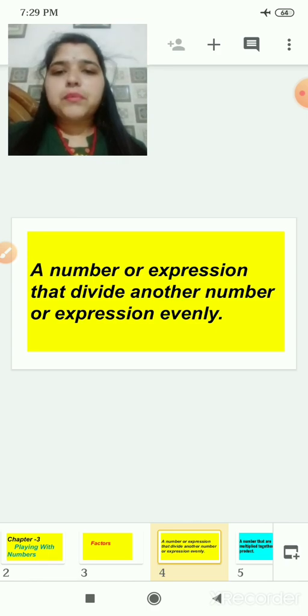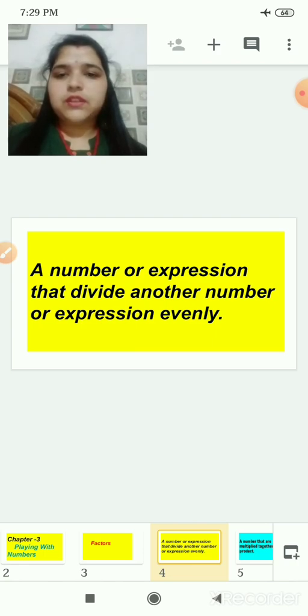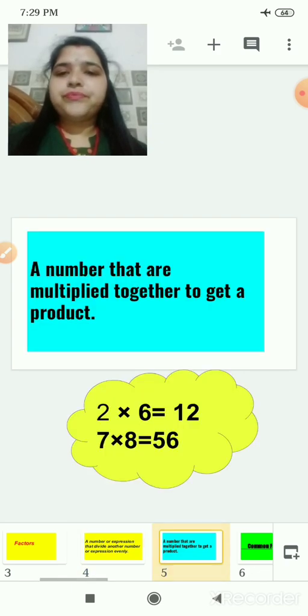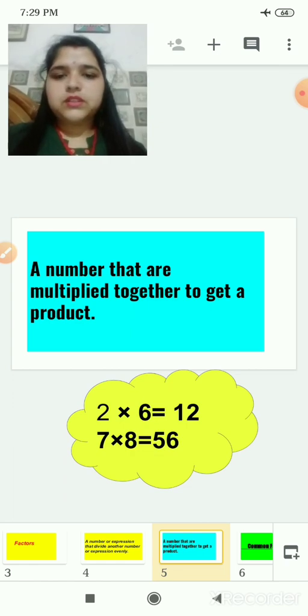Factors are numbers or expressions that divide another number or expression evenly. It means if 12 is given, it is completely divided by 2. That is the factor. A number that is multiplied together to get a product. We are multiplying two numbers: 2 multiplied by 6 equals 12. It means the factors of 12 are 2 and 6.